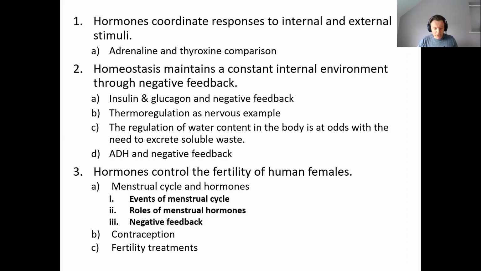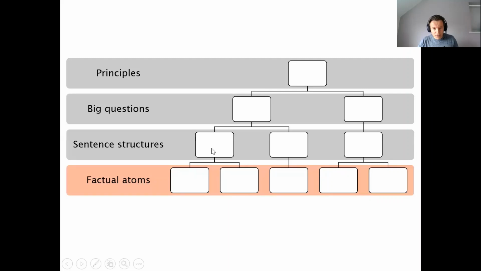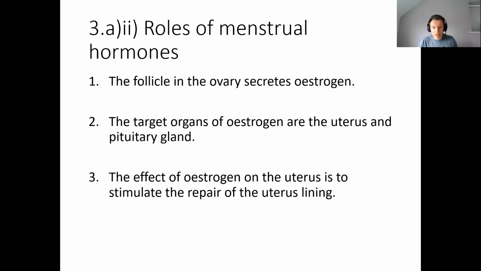Now I'm going to focus on the roles of the menstrual hormones, particularly 3A, 2 here. Again, moving down this hierarchy, I'm now focusing on one of these bits. Now we're down to the bottom, looking at the individual facts, these factual atoms that students are going to need to grasp. These are the facts that the sentences I've just shown you are actually written about in the first place. Let's have a look at some examples of that. Again, pausing the video to have a read.